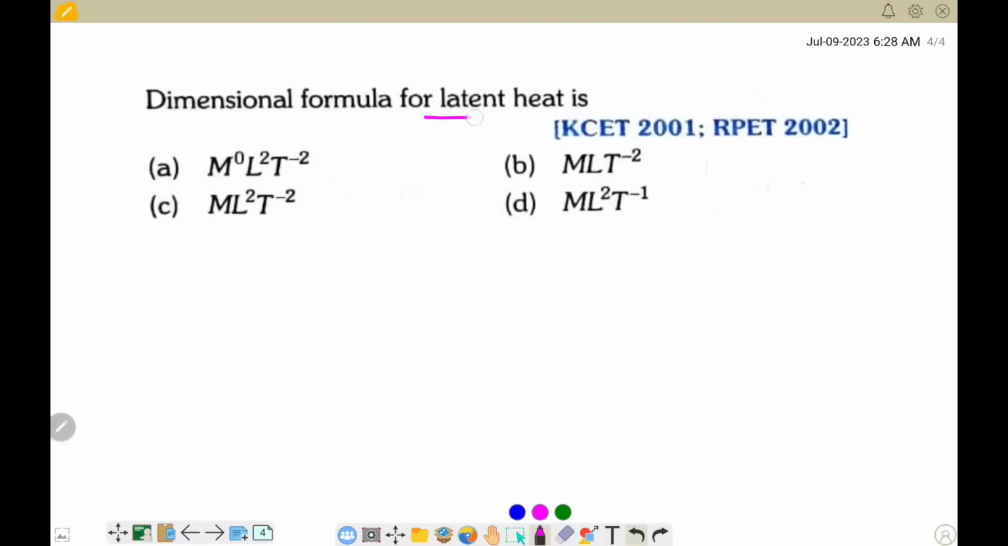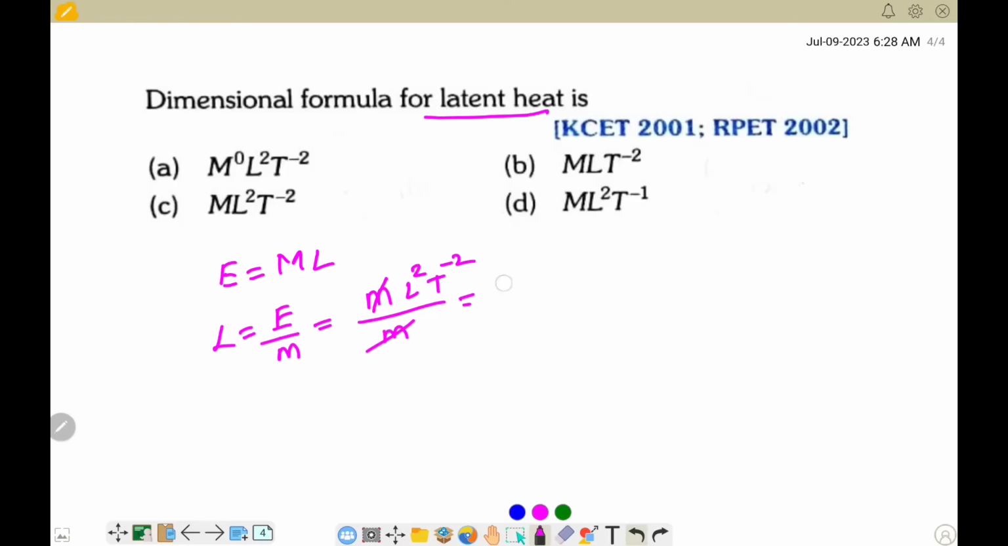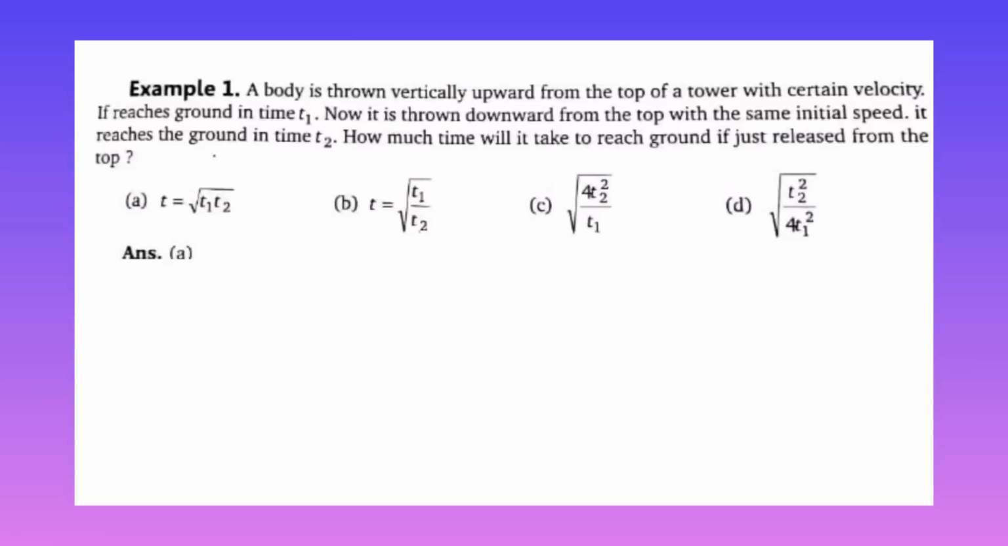How to find out the dimensions of latent heat? It is very simple. You all know quantity of heat energy is nothing but mass into latent heat. So latent heat is nothing but energy by mass here. Energy means, you all know, ML square T power minus 2, and mass is M here. Therefore M gets cancelled. M power 0 L square T power minus 2 is going to be your dimensional formula for latent heat.